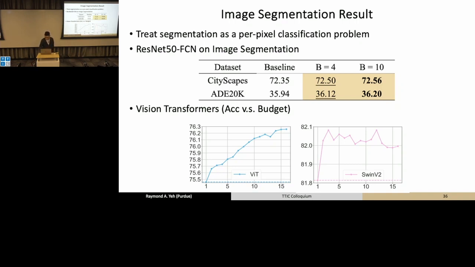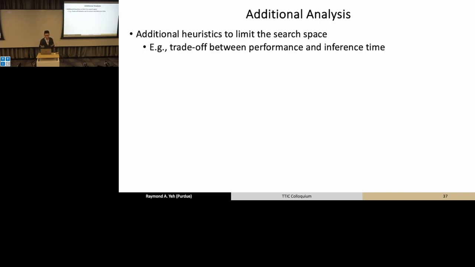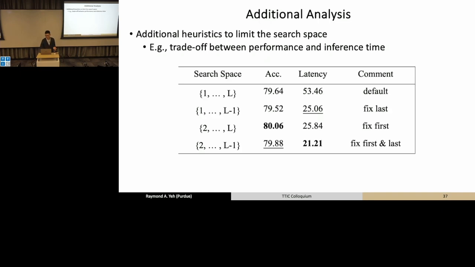Yes. So we will provide additional analysis. You could have additional heuristics on the search space, so you can trade off between performance and inference time if you want to add additional ways of growing this search space. You can decide to fix the first and the final search space and say I'm not going to search there, I'm just going to use the default 0. Or you can play with other combinations, and that allows you to trade off between performance and inference time.